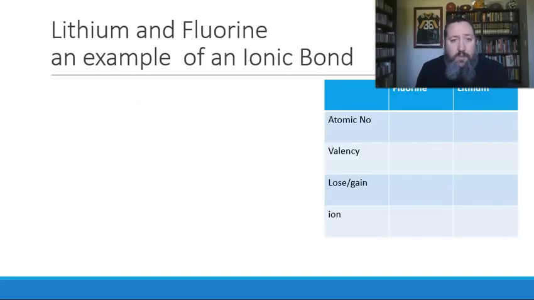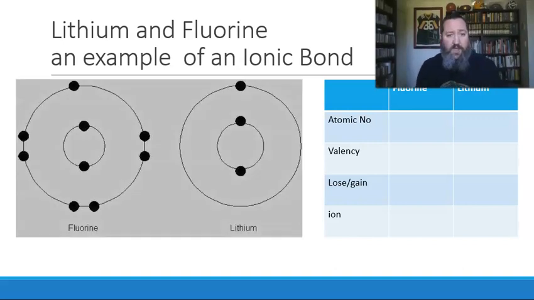So here's an example, lithium and fluorine. This is a pretty simple one. I'll give you these diagrams to start with. These are our electron dot diagrams. I'm sure you've seen these.